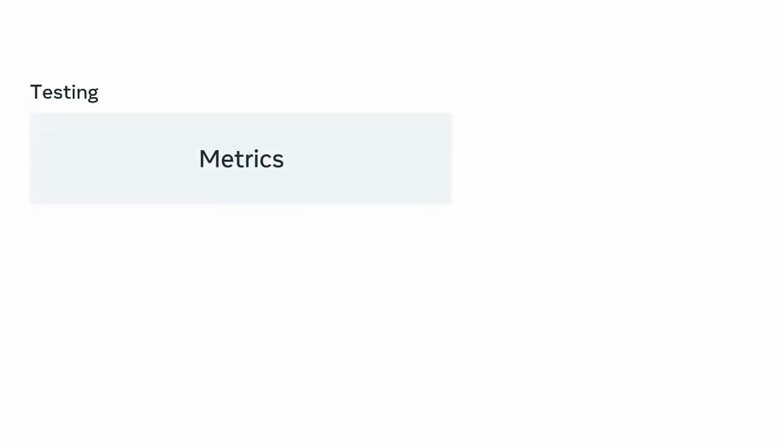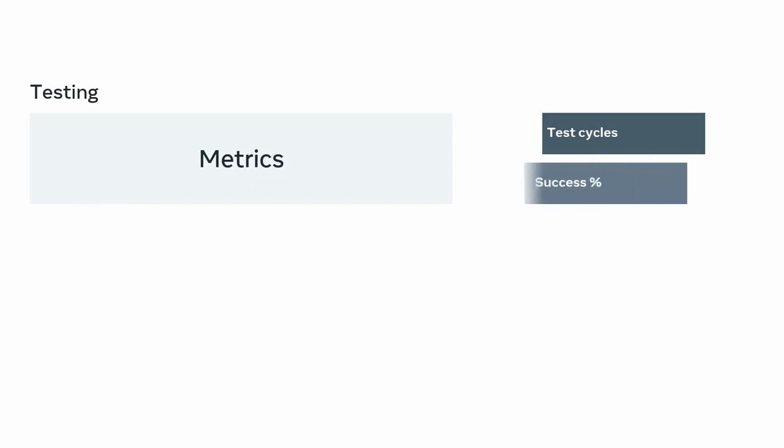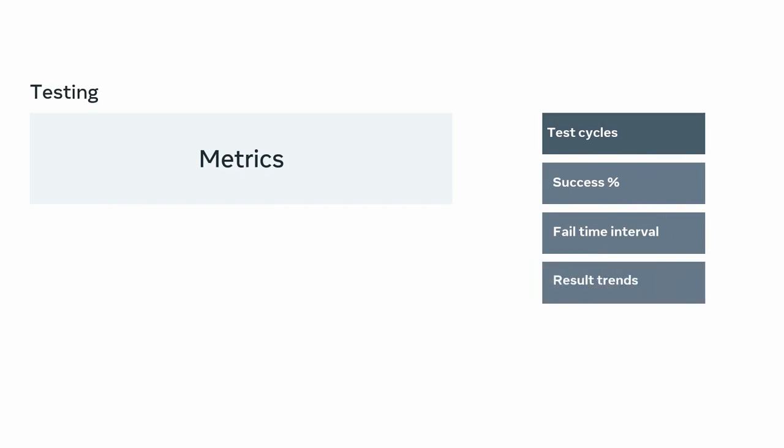For instance, a banking mobile app will have different testing needs than a food delivery mobile app. The different types of testing are covered in another video. While testing is important, it is also essential to know when to stop testing. No software application can ever be completely free of defects. The way to determine a stopping point is to establish a few metrics. These include the number of test cycles executed, the percentage of successful test cases, time intervals between test failures, and the monitoring of test result trends.